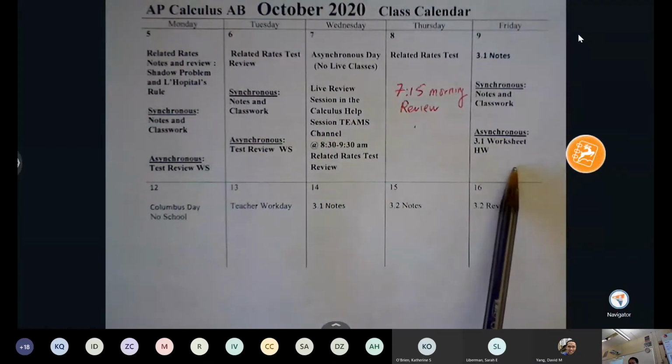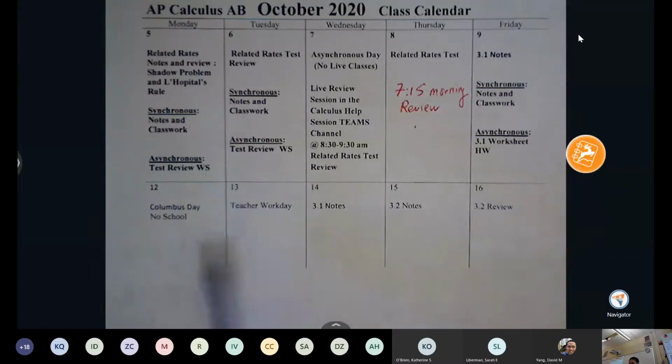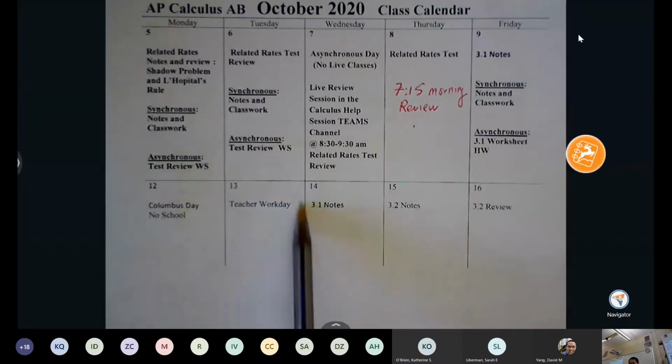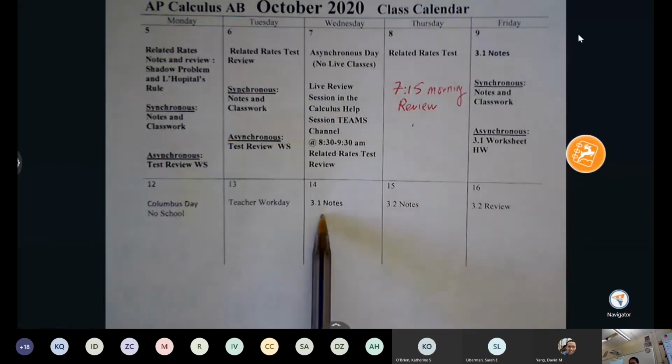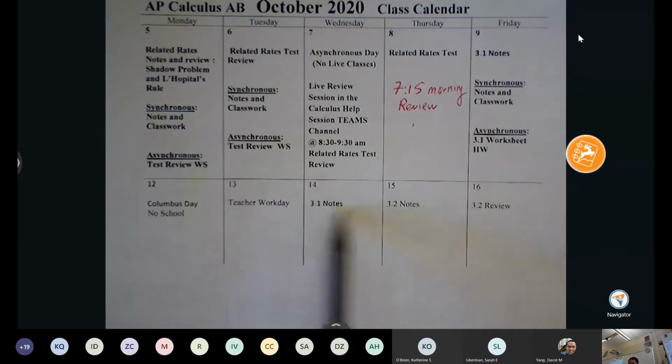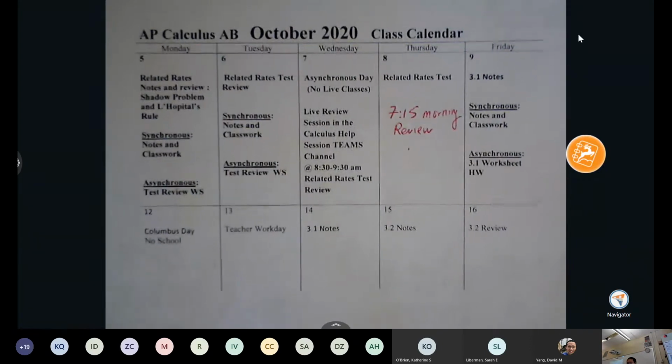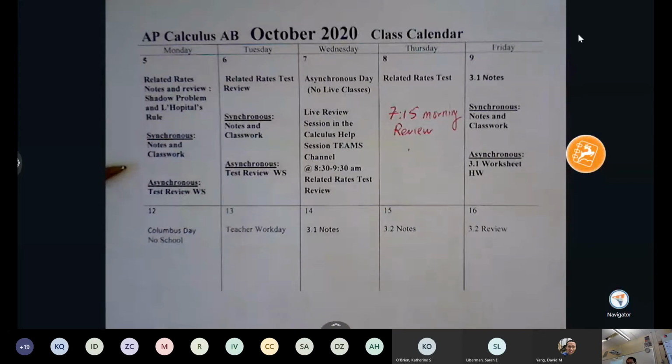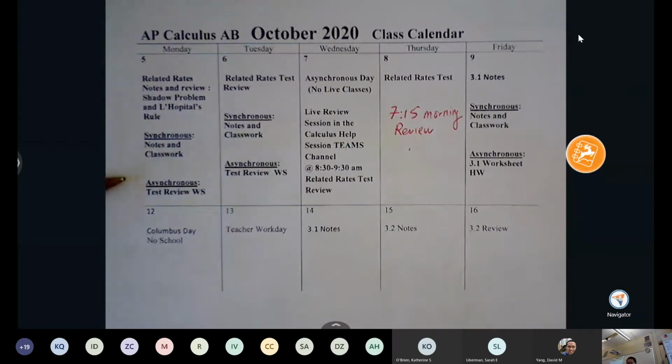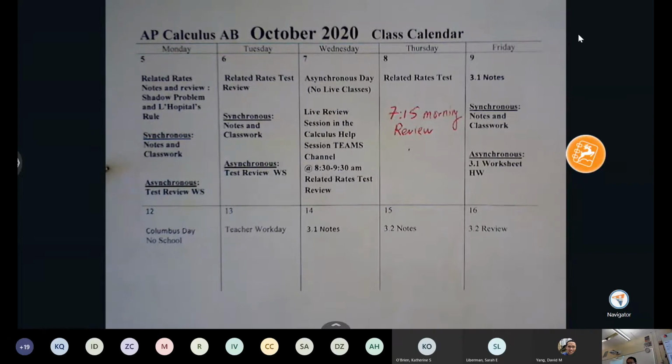Friday, we'll start our next unit, which is 3.1. Monday and Tuesday, we have no school. Then Wednesday is our first day of full face-to-face. I'm still trying to figure out the schedule for the week after next, so I'll let you know. Once this is finalized, I'll put it up on my website under calendar, so you can see if there are any changes. Okay, any questions about next week?